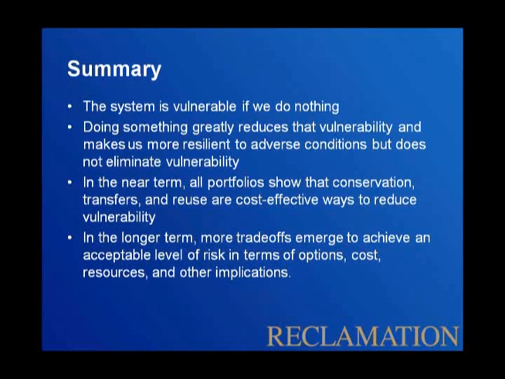If we look at what all of the portfolios have in common, in the near term, what's being implemented throughout the portfolios are options such as municipal and agricultural conservation, a variety of water transfers from agricultural to municipal uses, and reuse. We're seeing these are cost-effective ways to reduce the vulnerability. However, as we look down the road in the longer term, in that 2040 to 2060 period, we're really starting to see some more trade-offs emerge in terms of what an acceptable level of risk is that these options are able to mitigate against, and what is the expense of that mitigation, both to the resources and other implications.